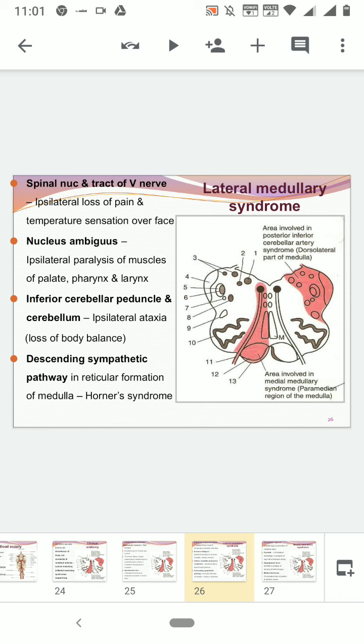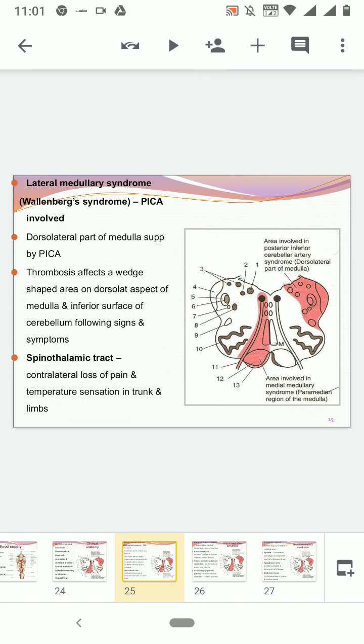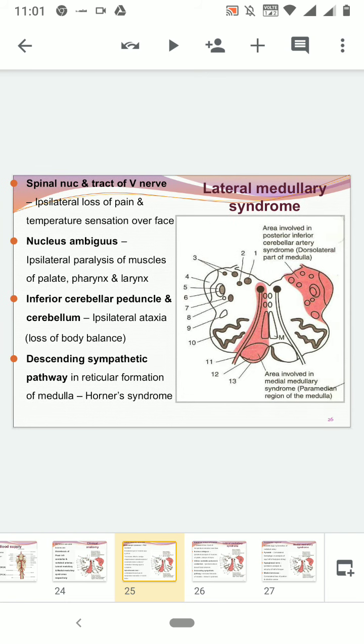So you have ipsilateral loss of pain and temperature over the face, contralateral loss of pain and temperature over the trunk and the limb, and also paralysis of the palate, pharynx and larynx. Definitely cerebellar signs will be there. Horner syndrome, because the sympathetic tract is also disturbed. So all these are the damages caused in the lateral medullary syndrome or Wallenberg syndrome.